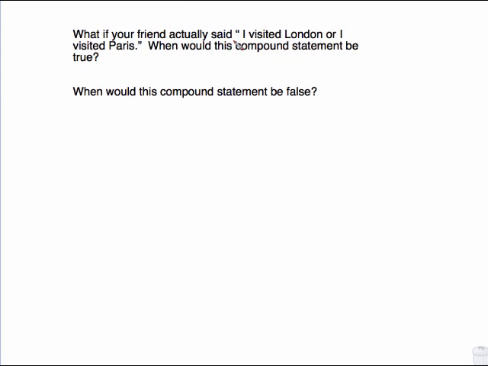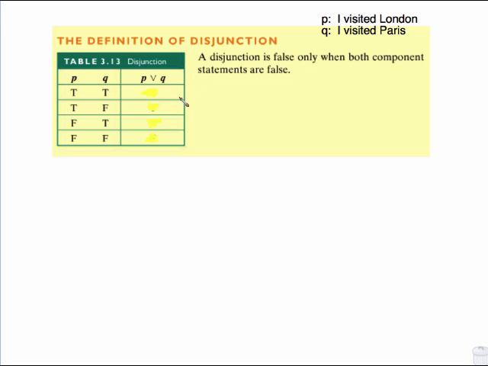Now, what if your friend actually said, I visited London or I visited Paris? When would this compound statement be true? I visited London or I visited Paris. And then the question is, when would this compound statement be false? So let's do the same thing and look here before we answer that question. Here's our simple statements. I visited London, I visited Paris. He might be telling the truth about going to London. He might be telling the truth about going to Paris. That's this right here. And when you put true or true together, you get a true.